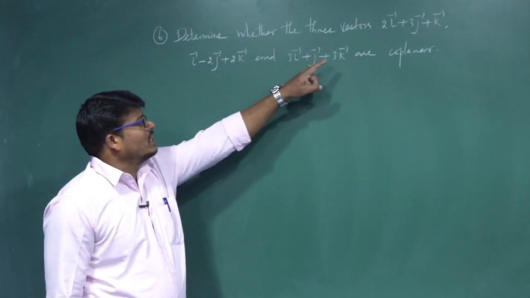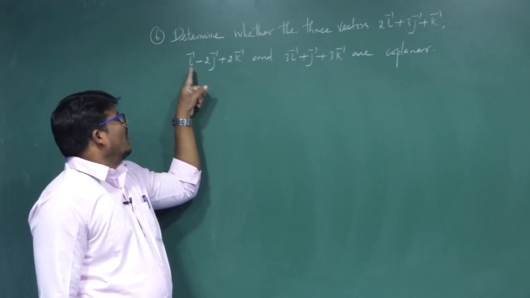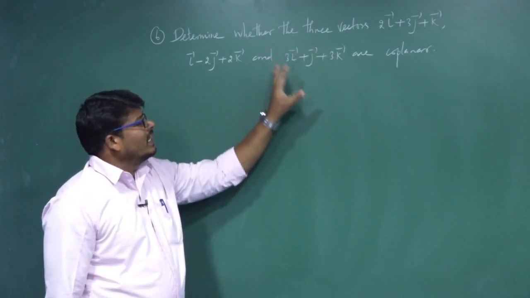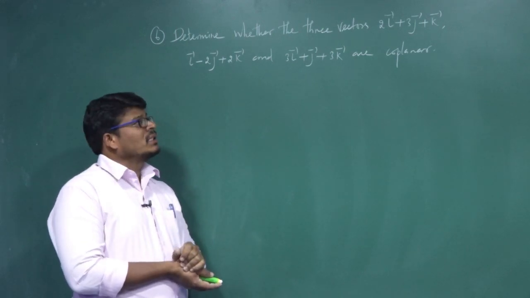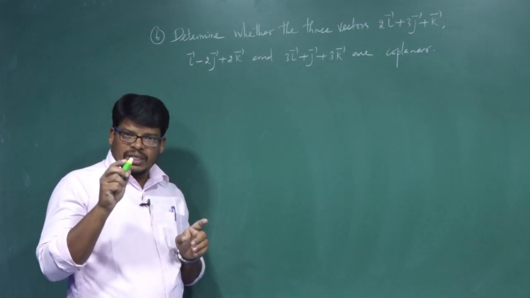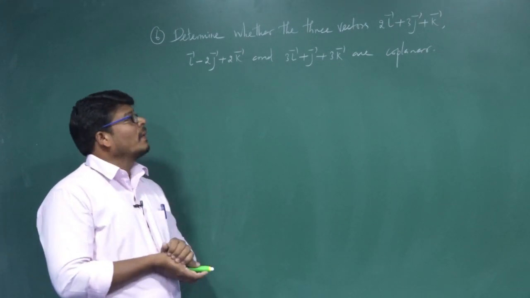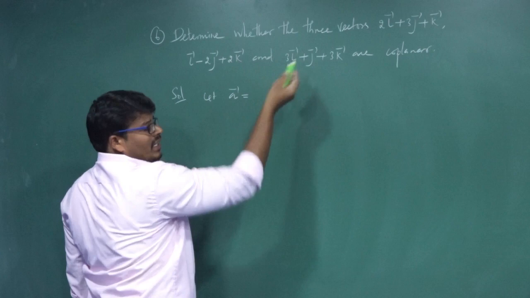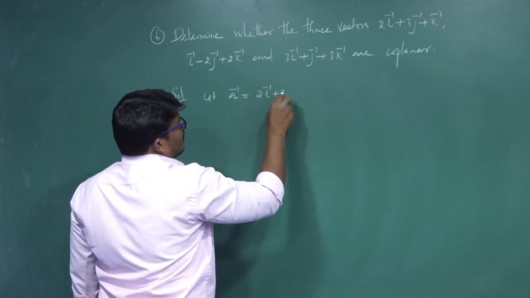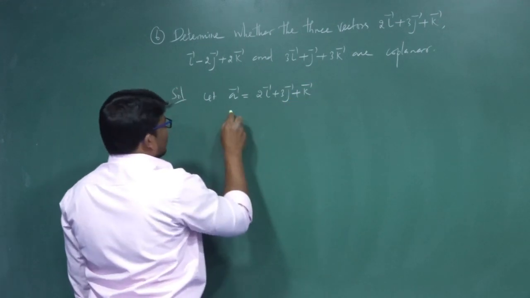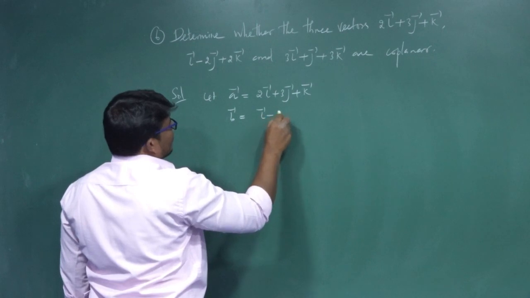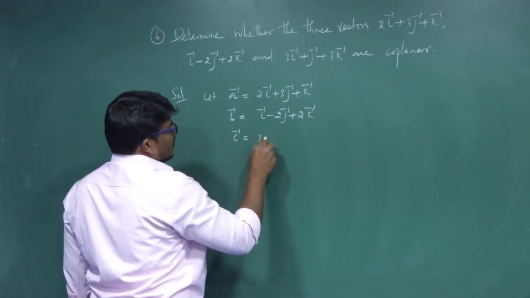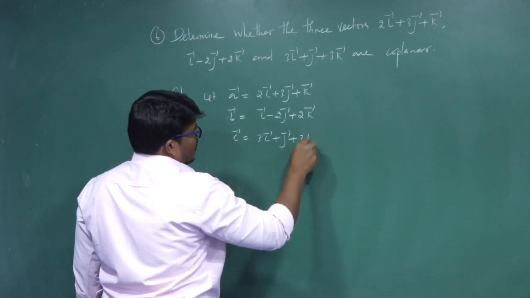Determine whether the three vectors 2i vector plus 3j vector plus k vector, i vector minus 2j vector plus 2k vector and 3i vector plus j vector plus 3k vector are coplanar. Given the three vectors are coplanar, then the box product of a vector, b vector, c vector equals 0. Let a vector equal 2i vector plus 3j vector plus k vector, and b vector equal i vector minus 2j vector plus 2k vector, and c vector equal 3i vector plus j vector plus 3k vector.